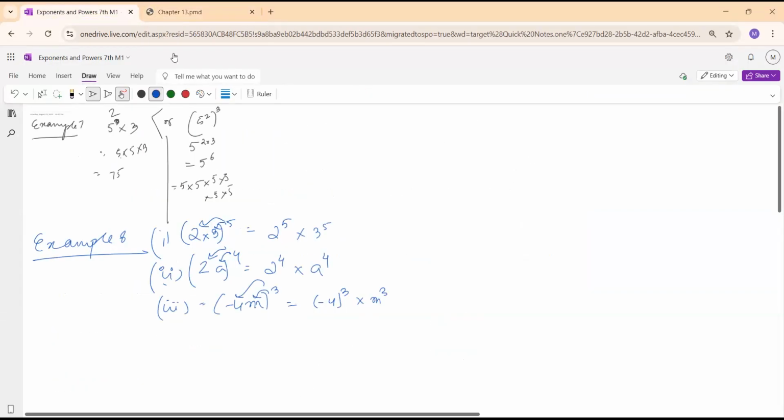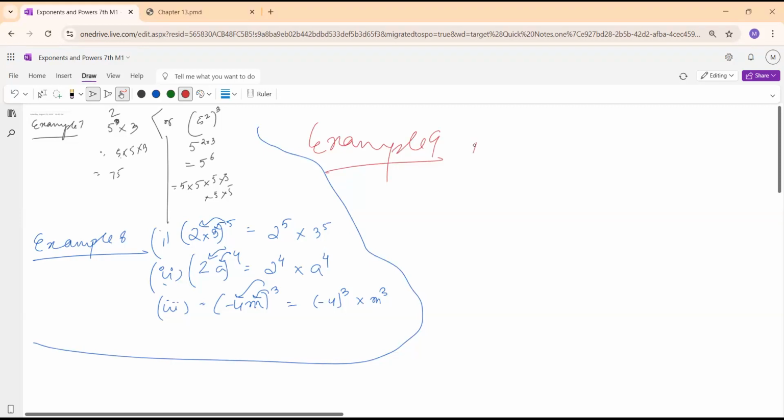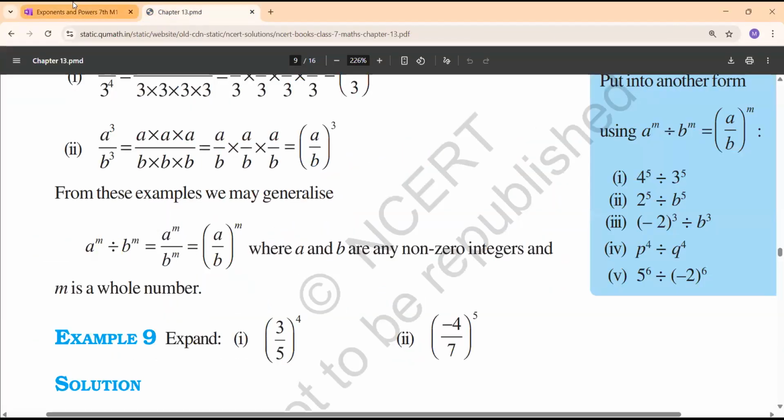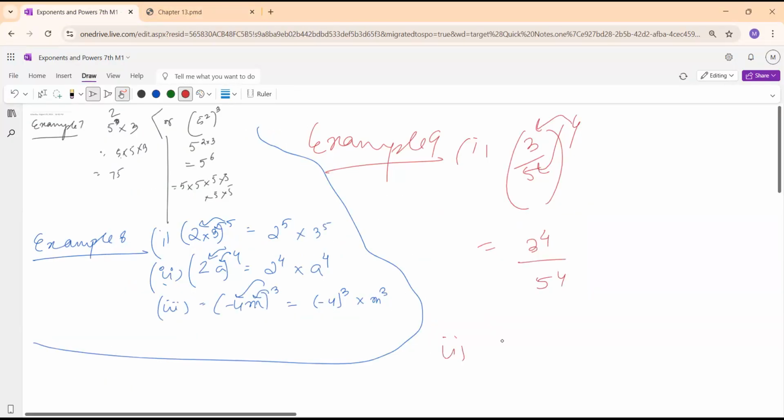Example 9. First part: expand (3 by 5) raised to the power 4. Again, this is the fifth law, that the common power comes on both of them. So 4 would also come on 3 and 4 would also come on 5. So 3 raised to the power 4 divided by 5 raised to the power 4. Simple. Next, (minus 4 by 7) raised to the power 5. This means (minus 4) raised to the power 5 divided by 7 raised to the power 5. Clear, Salman? Yes, sir.